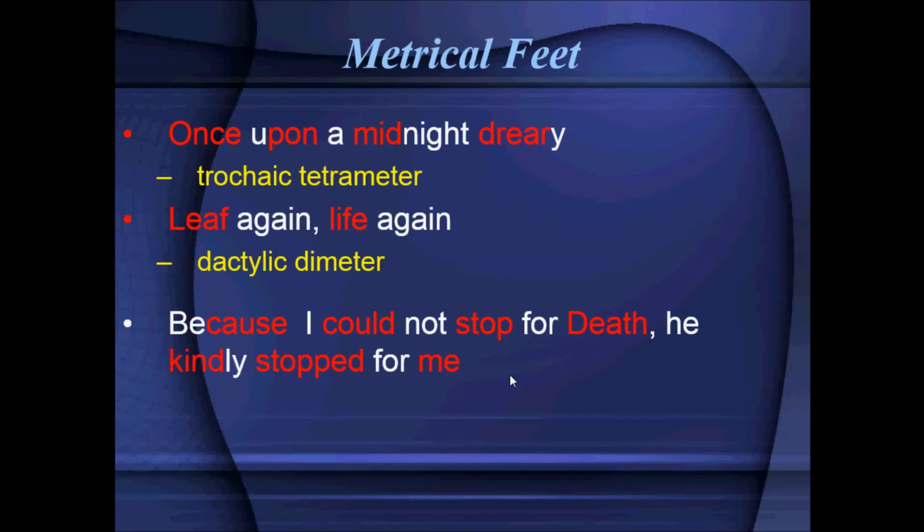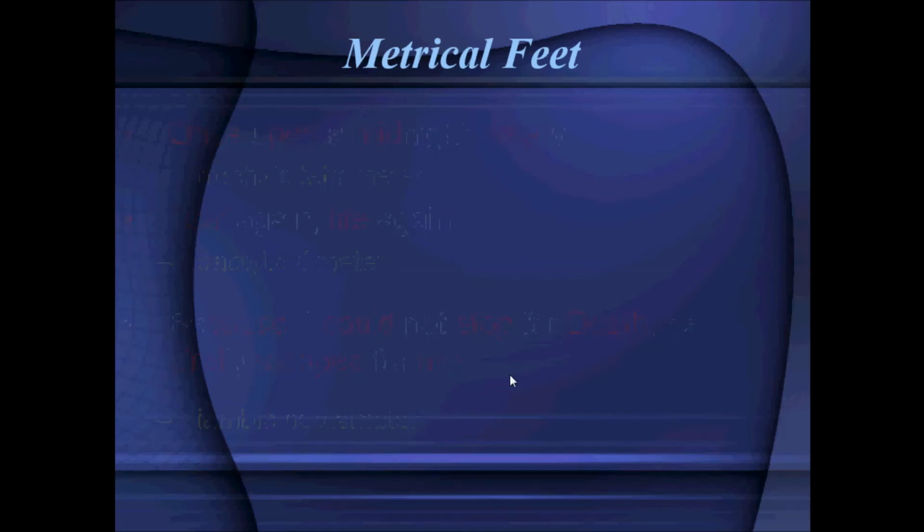"Because I could not stop for Death, he kindly stopped for me." This is iambic. Should have gotten that one, I hope. And let's count the feet per line. This is one line. It just happens to bleed onto the second line here because my PowerPoint's not wide enough. So that's 1, 2, 3, 4, 5, 6, 7 feet per line. Because "I could" is 1 foot, "not stop," etc. So that's iambic, and 7 of them, look at your little chart, heptameter, iambic heptameter.